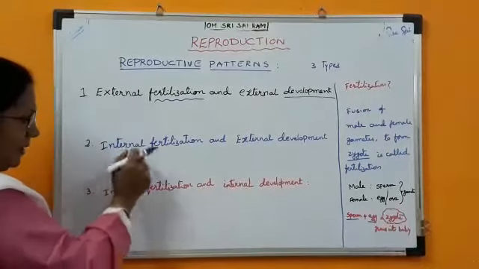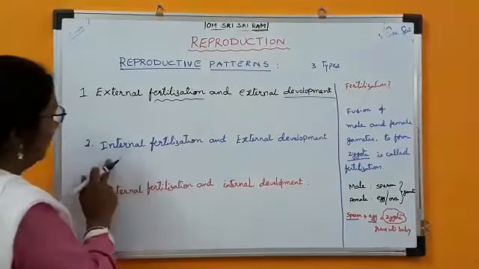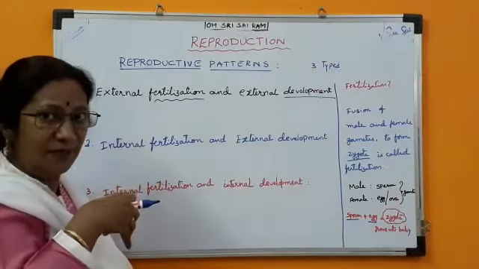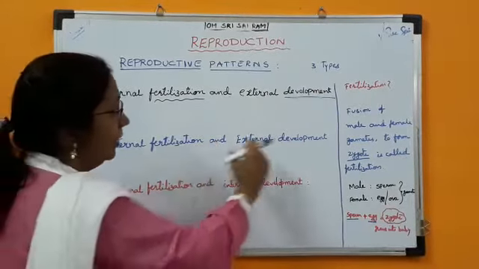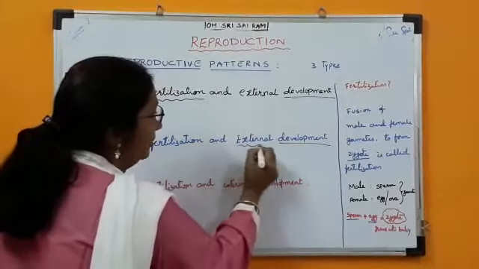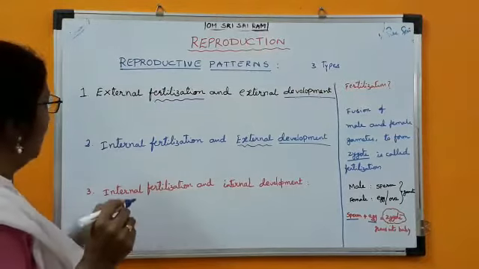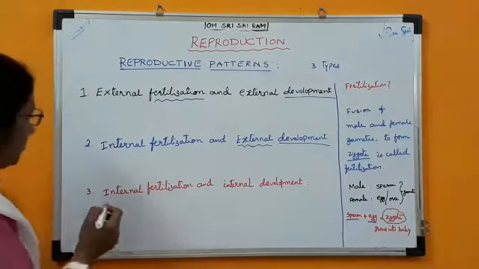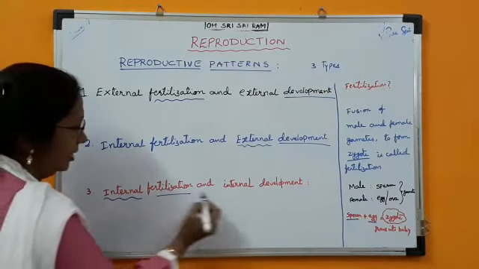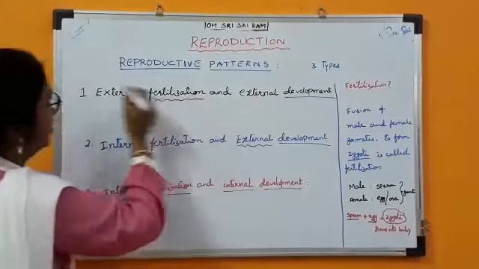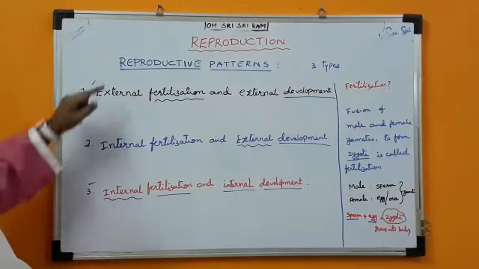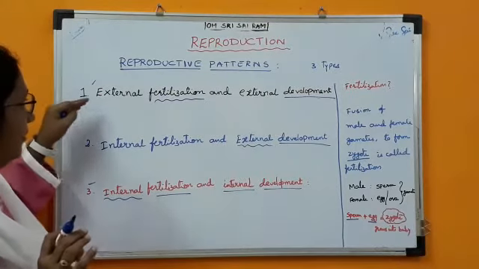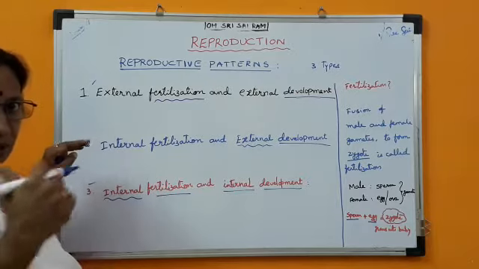Now, let me just explain the headings first. The second one is internal fertilization and external development. Fertilization takes place inside the body of the female, but the development takes place externally. Then the third one is internal fertilization and internal development, which is the reverse of the first one. Is it clear, children?